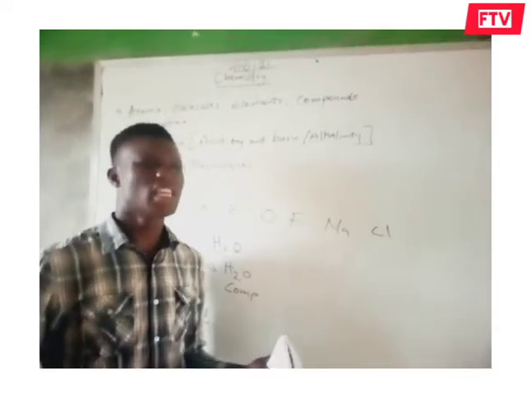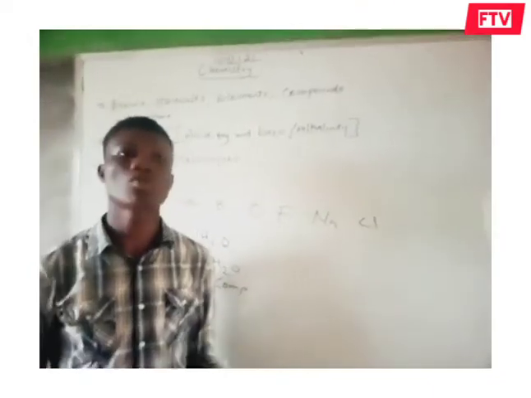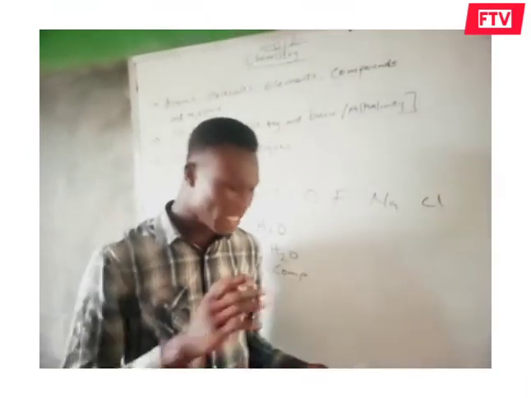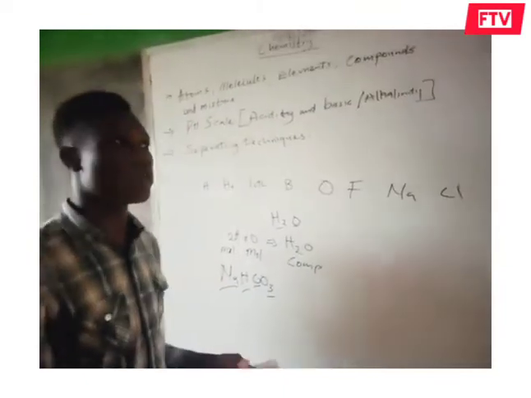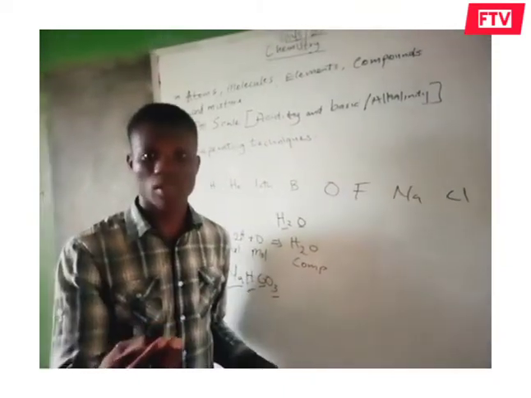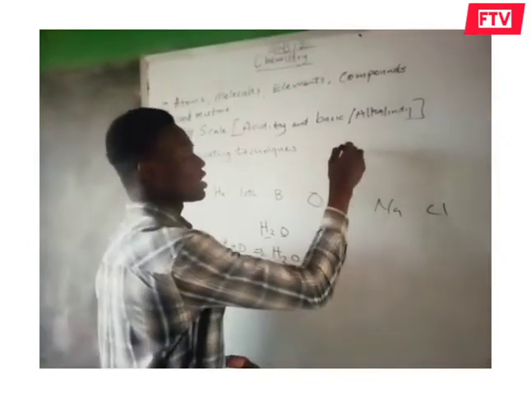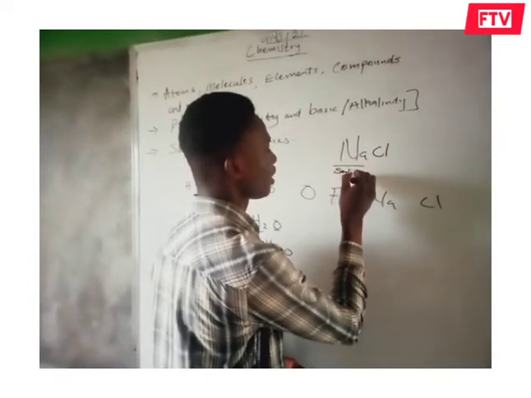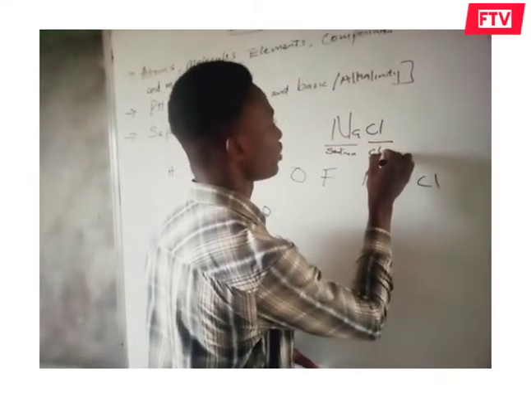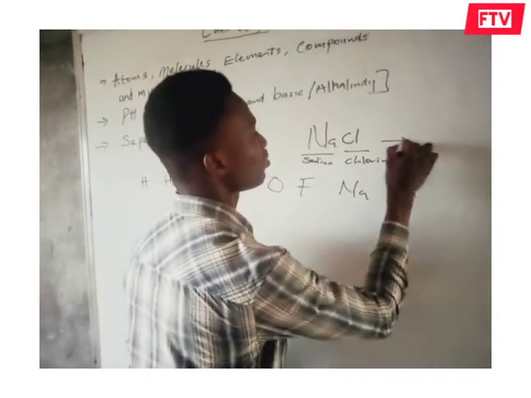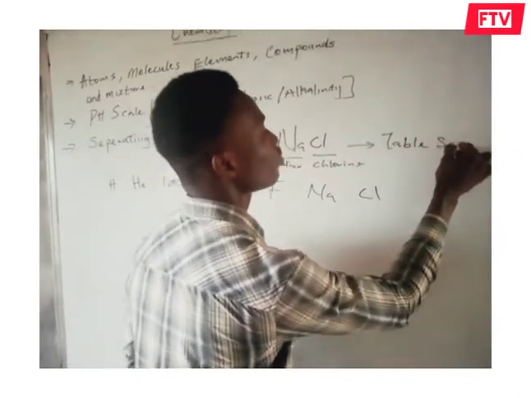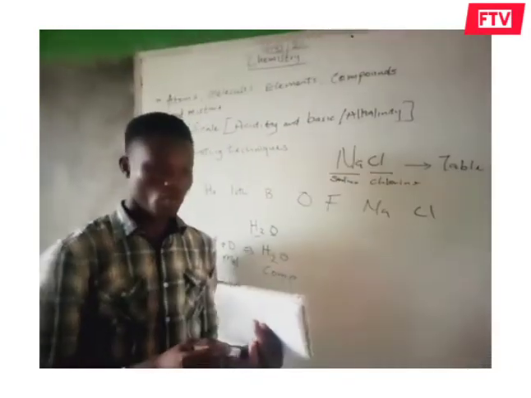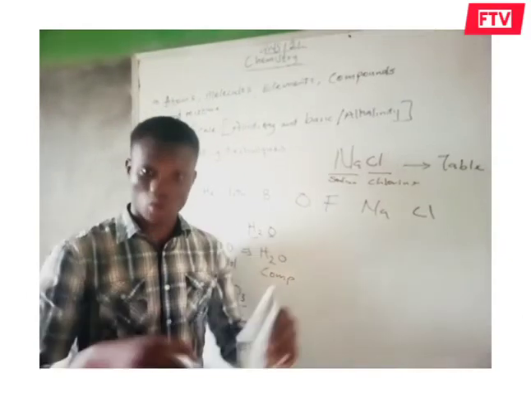So a mixture is just a physical combination of two or more substances together. That's the definition of mixture. Examples of mixture: we have garri and water. We have your table salt, that is NaCl. Na means sodium and Cl means chlorine. It is named table salt, the salt that you use to cook. So when you pour your table salt inside water, it is a solution. It is a mixture.